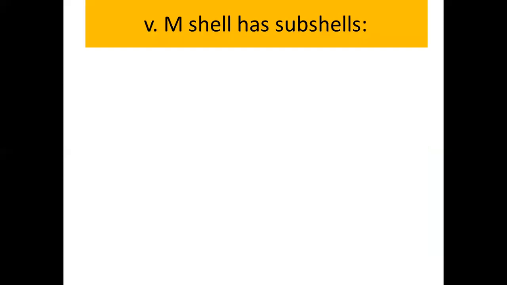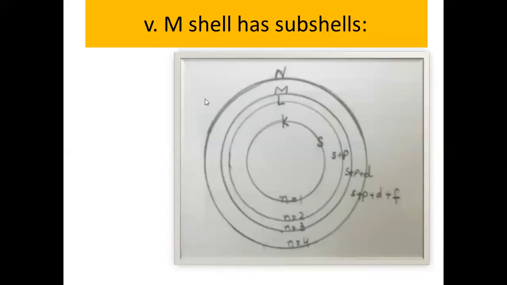Number 5, M shell has subshells. M shell is which shell? First shell is K shell, second shell is L shell, and third shell is M shell. So M shell has how many subshells? K shell has only one subshell, S. L has two subshells, S and P, we can also call it 2S, 2P. The first one is 1S, 2S, 2P.